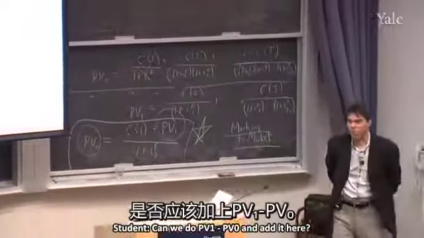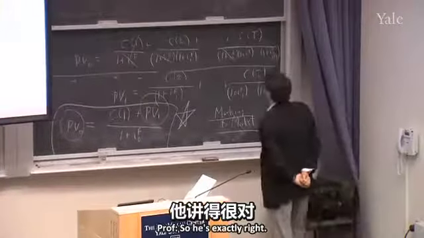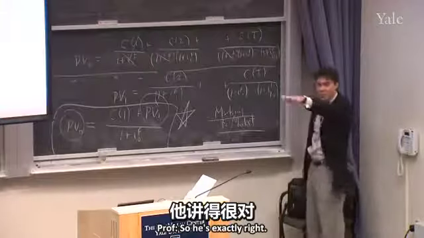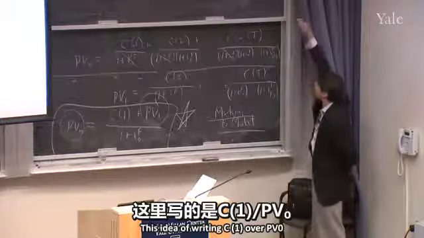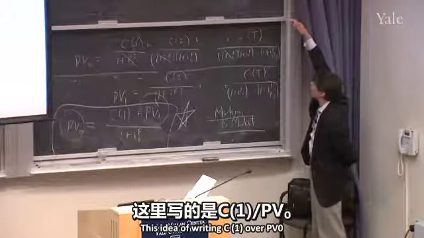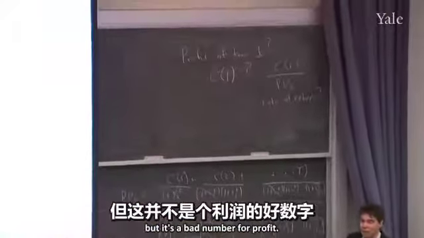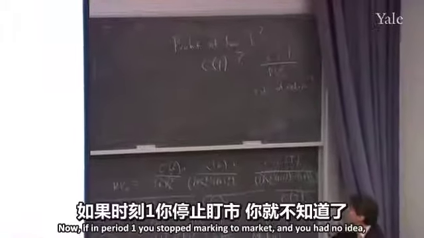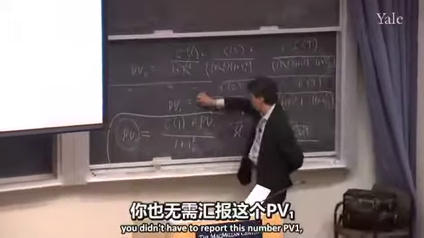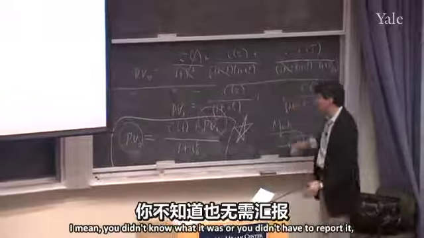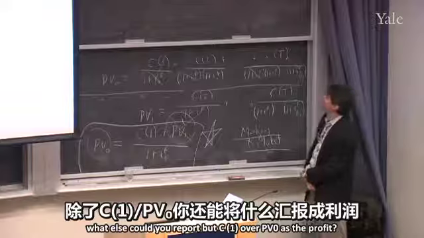Yeah. Can we do PV1 minus PV0 and add it here? Okay, so C of 1 is exactly right. I'm going to repeat what he said, but I'm going to take longer to say it. This idea of writing C of 1 over PV0 is actually what many people try to say is their profit, but is a bad number for profit. Now, if in period 1 you stopped marking to market and you had no idea, you didn't have to report this number, PV1. I mean, you didn't know what it was or you didn't have to report it. What else could you report but C1 over PV0 as the profit?